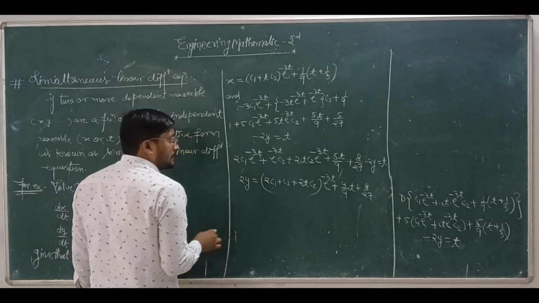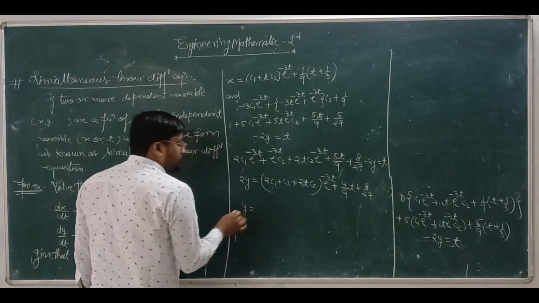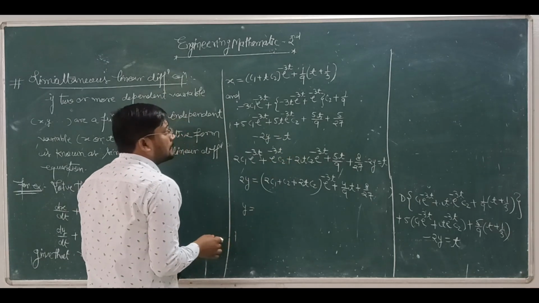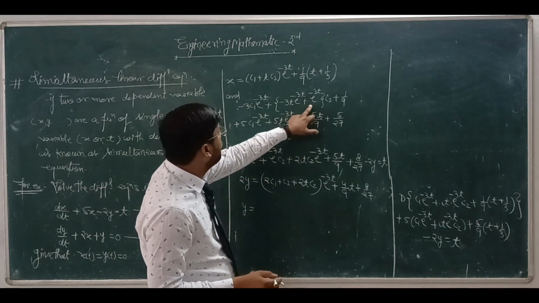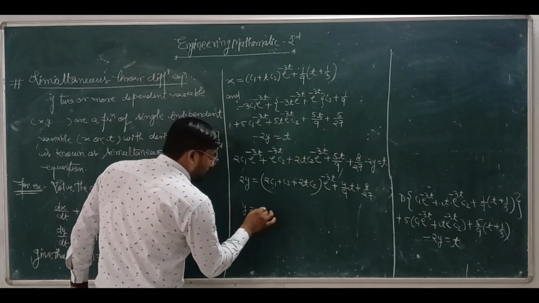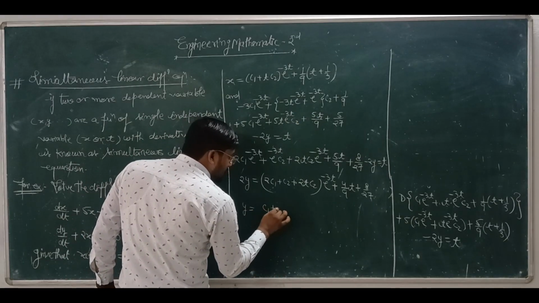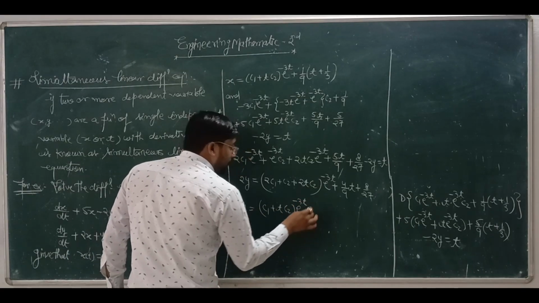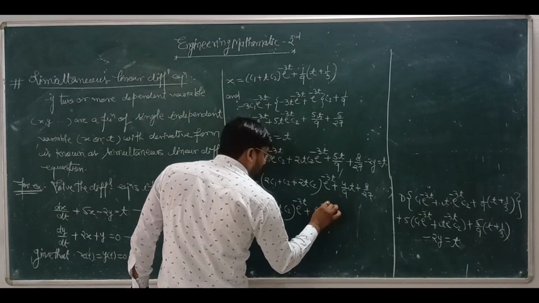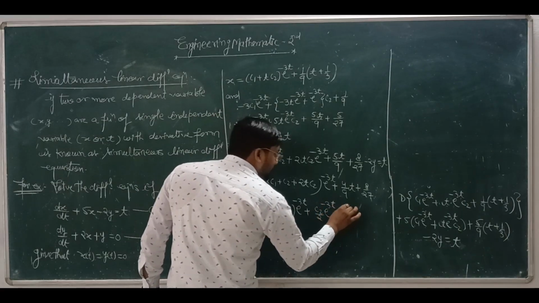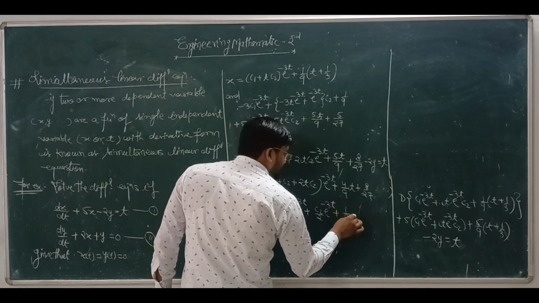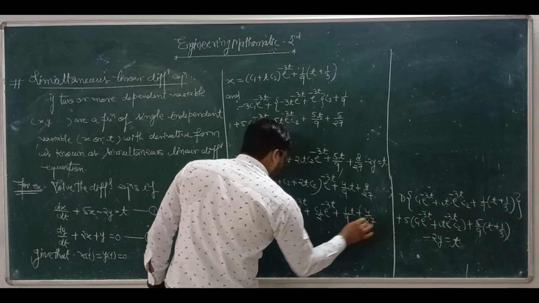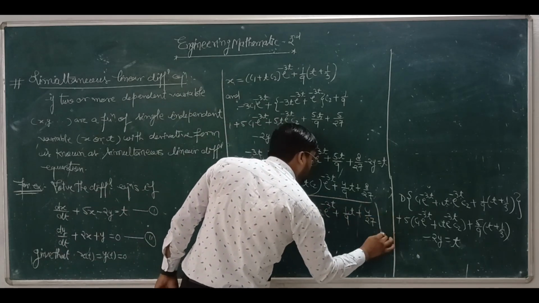You can write y is equal to c1 plus tc2 e to the power minus 3t plus c2 upon 2 e to the power minus 3t plus 1 by 9 t plus 4 upon 27. This is a value of y.